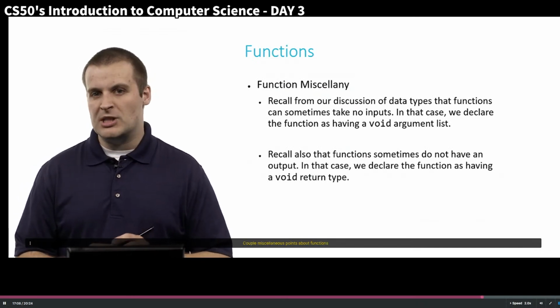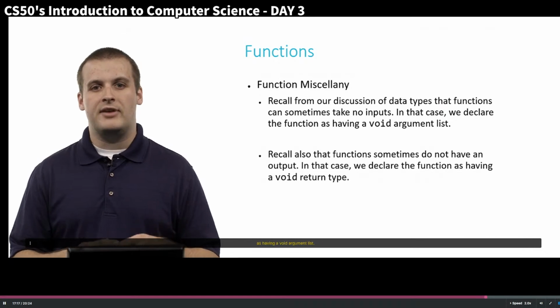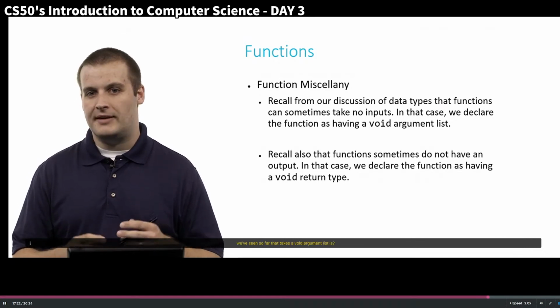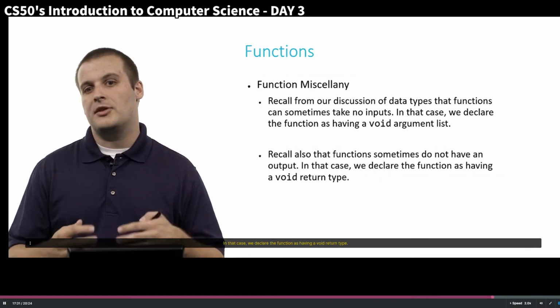A couple miscellaneous points about functions before we conclude this section. Recall from our discussion of data types previously that functions can sometimes take no inputs. If that's the case, we declare the function as having a void argument list. Do you recall what the most common function we've seen so far that takes a void argument list is? It's main. Recall also that functions sometimes don't actually have an output. In that case, we declare the function as having a void return type.